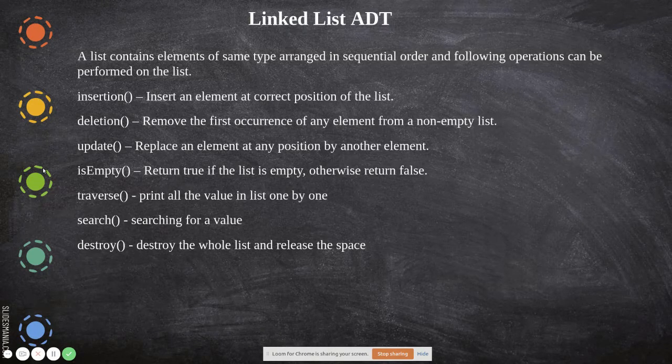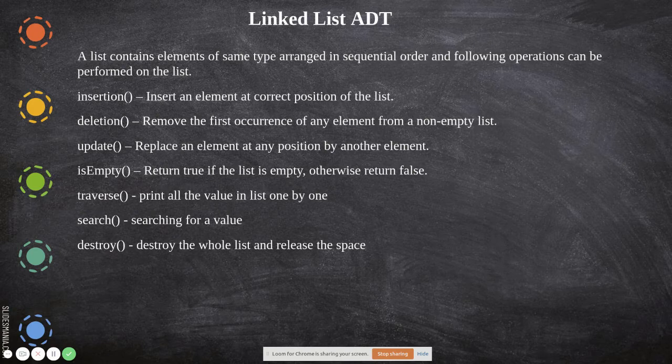Likewise, isEmpty is used to check whether the list is empty; if it is empty, it returns true. Traverse: you want to travel through the whole list and print the value present in the data field. Then searching for a particular value, whether it is present or not.